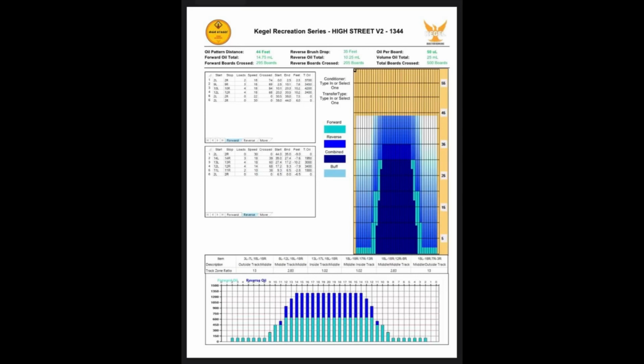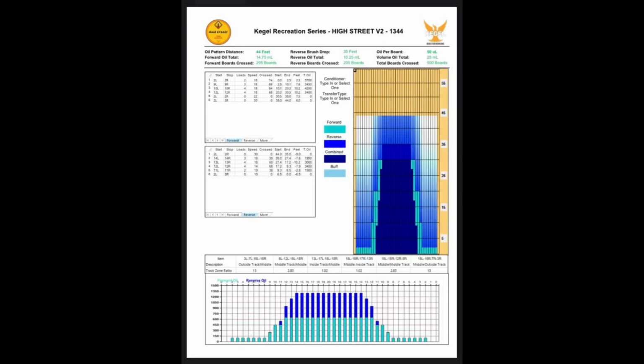So the last thing on this sheet that we're going to talk about is over on the left-hand side from the middle towards the top. It's going to give you the forward and reverse numbers. This is what is programmed in the machine, or sometimes called logic. So the 2L start and the 2R stop, that means the second board on the left and the second board on the right. And it's showing that it's putting down 2 loads at a machine speed setting of 18.